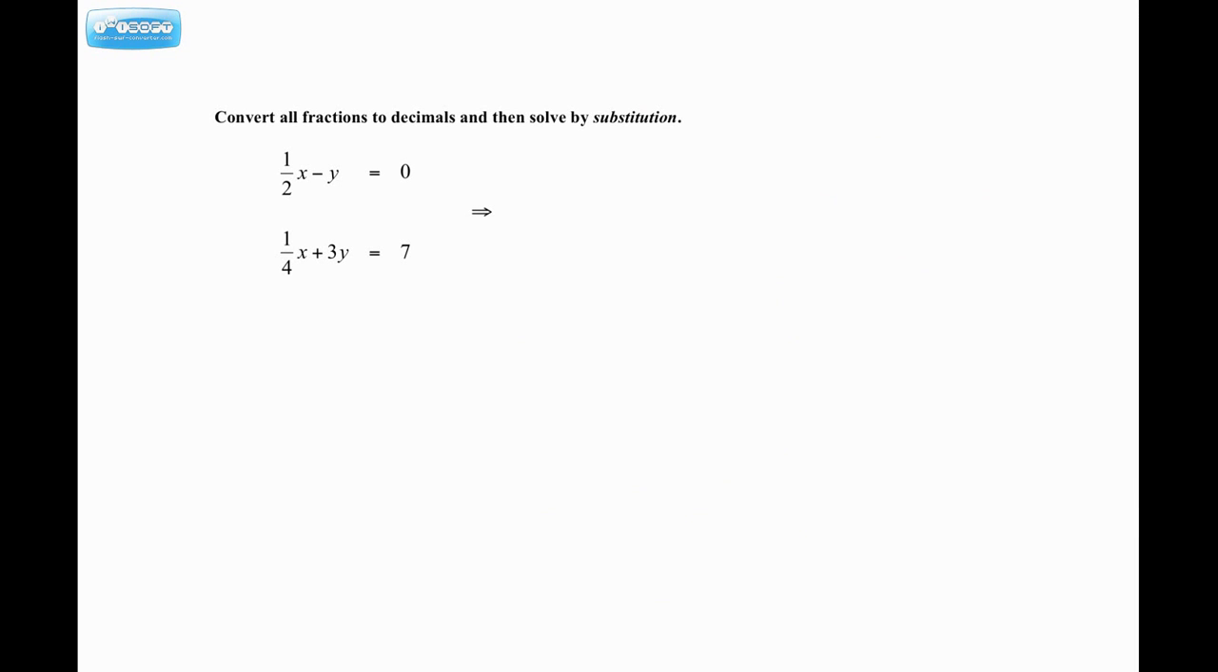Okay, we want to work with this same system of equations again, but it asks us to convert all fractions to decimals and then just solve using the substitution method. So 1/2 can be written as 0.5x, and we've got minus y is equal to 0. And 1/4 x, I would expect you to know that as 0.25x plus 3y, and that is equal to 7.